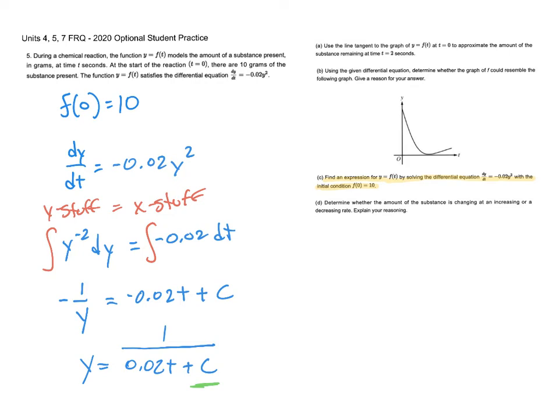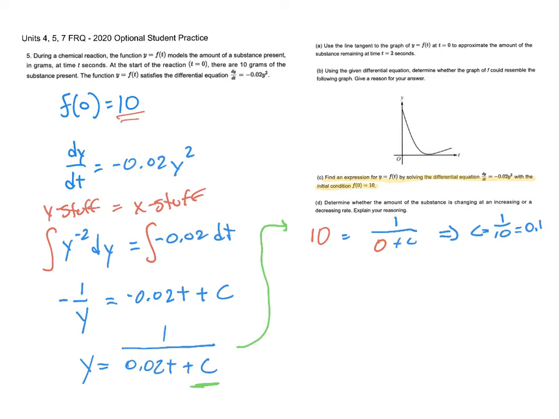Now, we need to do our initial condition. I'm going to plug in 10 for y, because that's my function value, and then I'm going to plug in 0 for t. So that's going to be 0.02 times 0, which is still 0, plus c. So 1 over c equals 10. That implies that c equals 1/10, and since we've been writing decimals here, I'm just going to write 0.1.